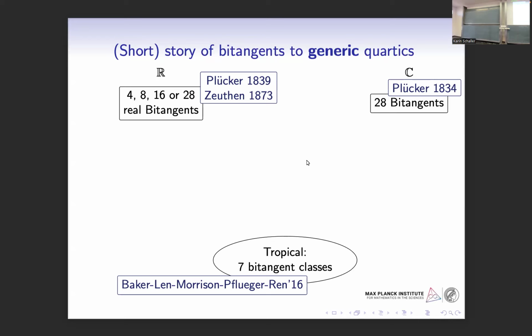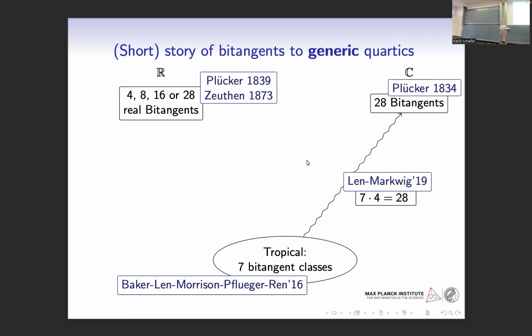And the connection between 7 and 28 is 4. Okay? This is a paper by Yoav Len and Hannah Markwig, that each of these 7 bitangent classes lifts to 4 complex bitangents. So every one of these bitangent classes gives rise to 4 complex bitangents. So we cover our 28.